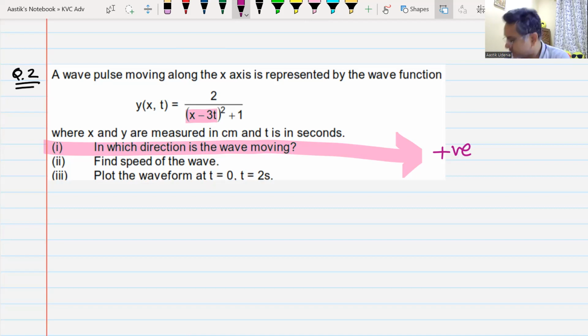What is the speed of the wave? Simplest question in the entire universe. I've given you so many questions on waves. Sir, speed is 3 centimeter per second. Yes, coefficient of t divided by coefficient of x. Coefficient of x is 1. Coefficient of t is 3. So the wave speed has to be 3. Do we understand this?